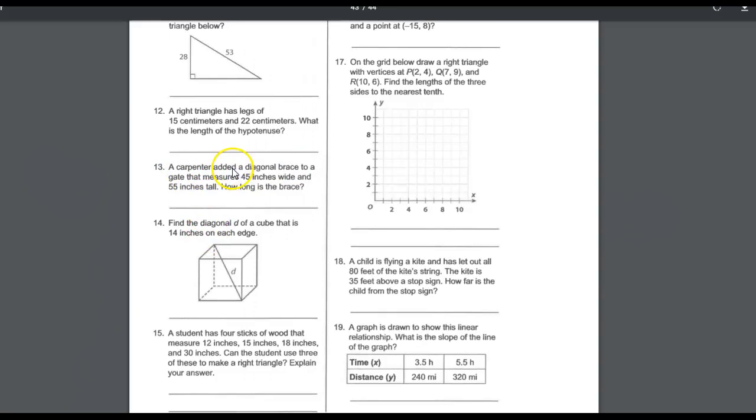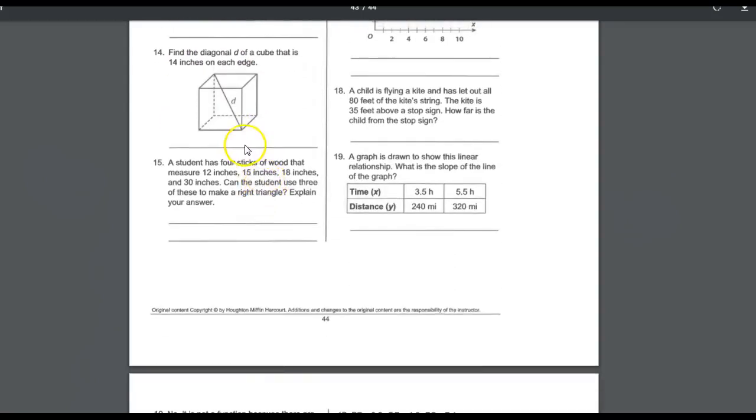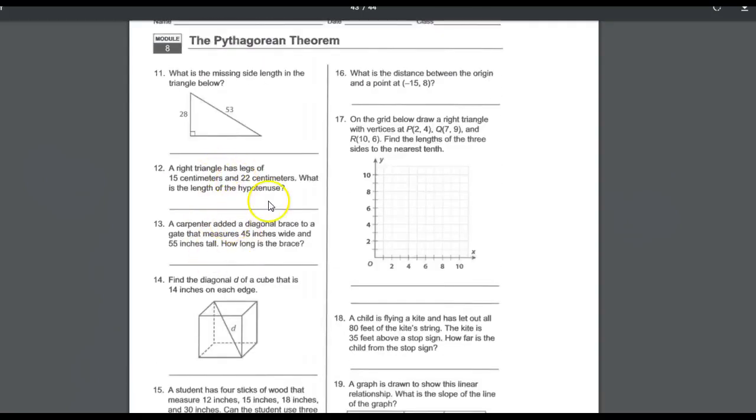And the carpenter added a diagonal brace to a gate that measured 45 inches. So the hypotenuse or the diagonal is 45 and the leg is 55. You can do this one as well. And that's all the review we will do. We will stop at number 13.